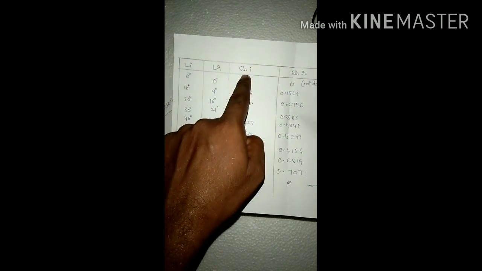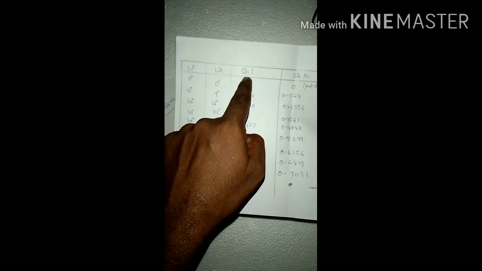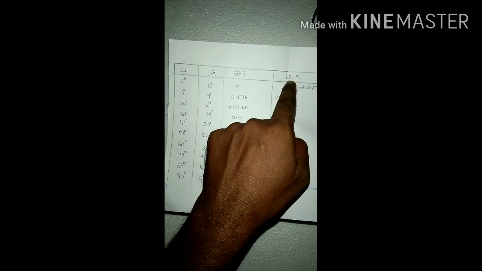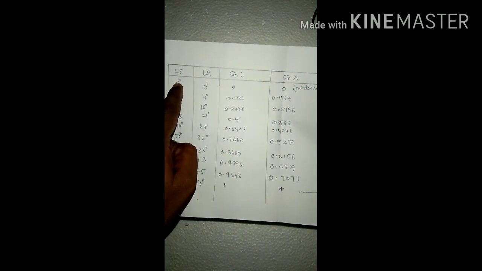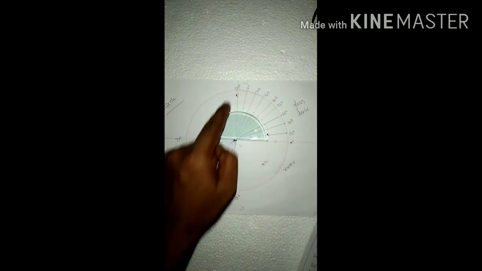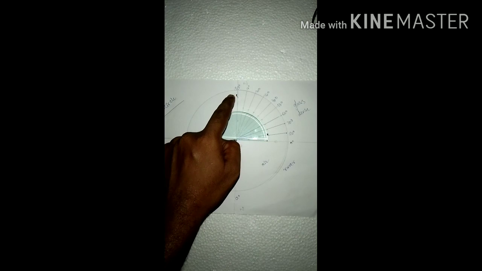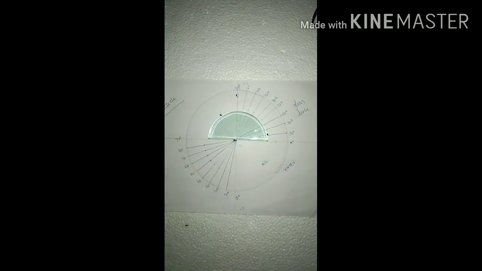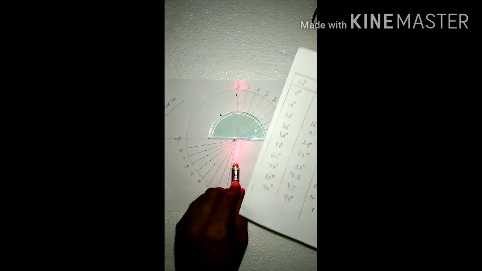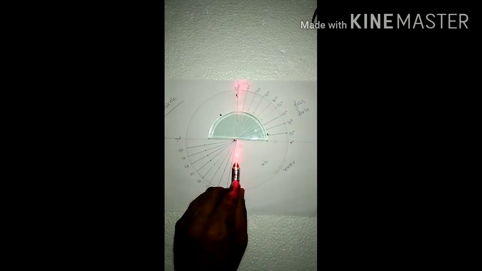Later I take sin I, that is nothing but sin of angle of incidence. Later I take sin of angle of refraction. For 0 degrees, angle I is 0 and angle R is also 0. Sir, why did you keep the pin here? That is nothing but if we pass the light ray at 0 degrees, the light ray also comes outside at that particular angle.